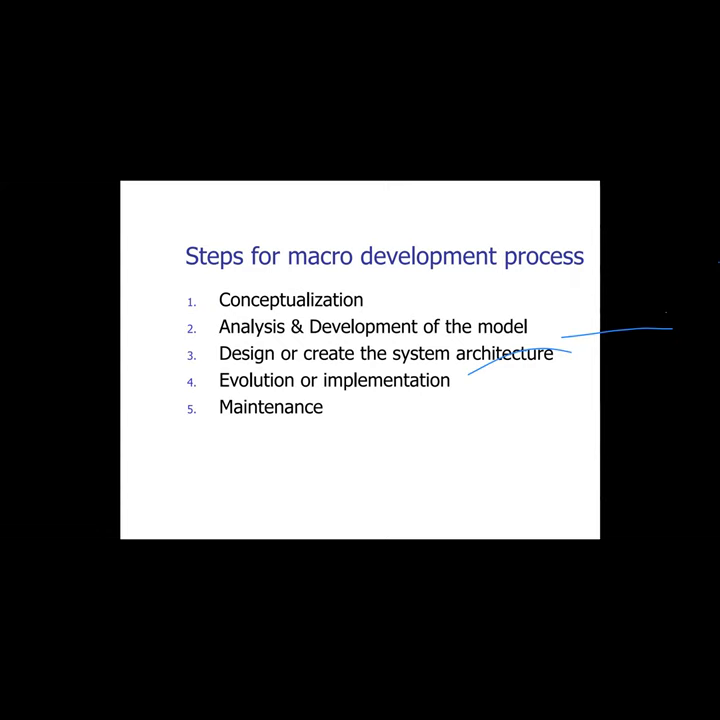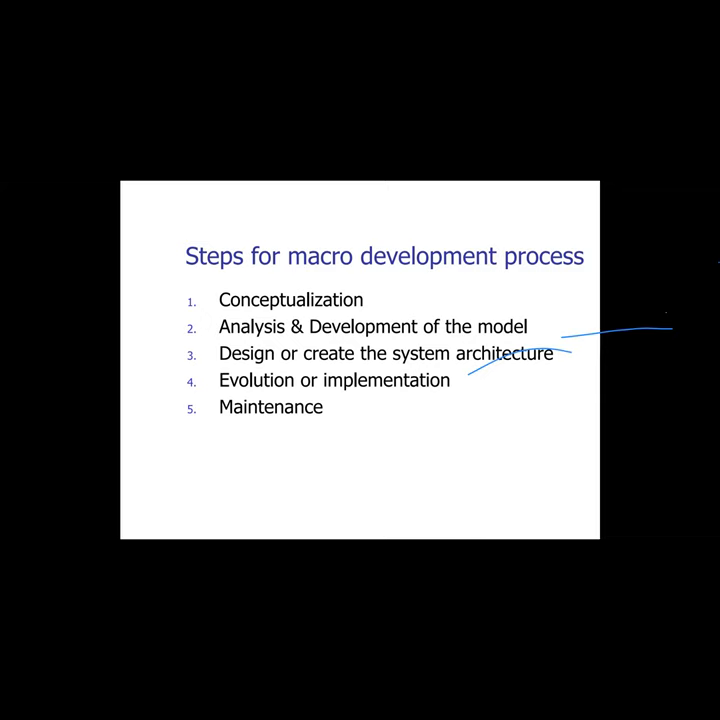So we have analysis, design, development, coding, and implementation. The same way, conceptualization is like analysis. Take the conceptual or abstract concepts, then analyze and develop the model. Once you have the idea, problem statement, or given scenario, you need to analyze, and according to the analysis, go for the development of the model. Then design or create the system architecture. Based on the analysis, you go for the design. Design means the pictorial view, flowchart, or diagrams, the UML diagrams like the class diagram and object diagrams. That is called designing or creating the system architectural model.